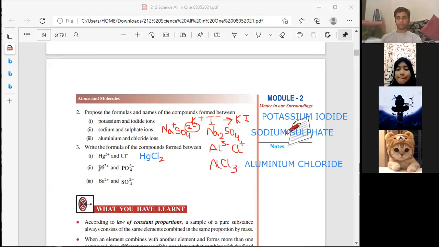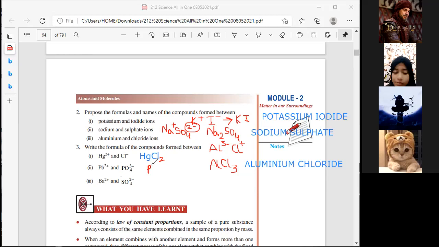Now look at the other formula here. Pb2 positive and PO4 negative 3. Now what happens in this case? That 3 negative is going to go and get multiplied here, correct? Yes or no? So what am I going to write? I'm going to write Pb3. Correct? Now what do I do with this 2 that is there? I already have PO4. That is going to remain as it is. And I will multiply this entire with the 2 positive that is there. This is how I will write. Do you get it?